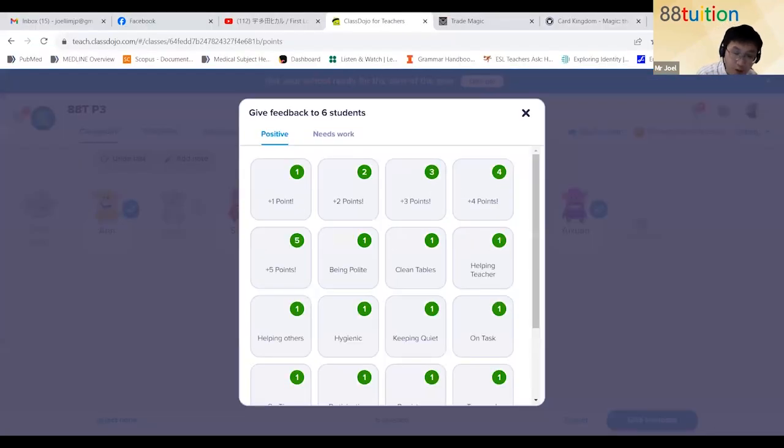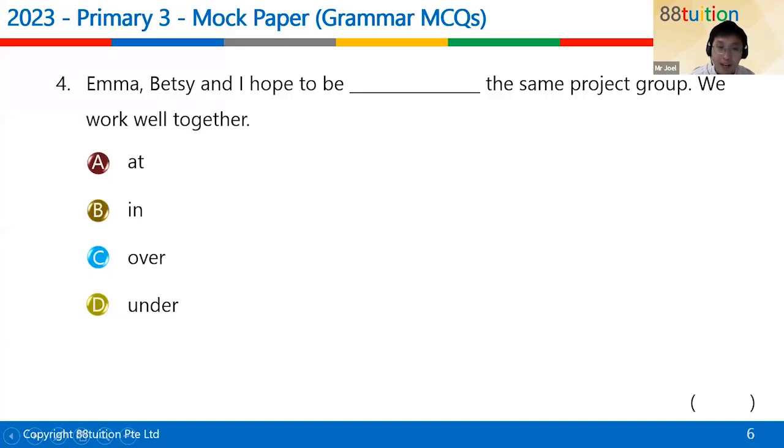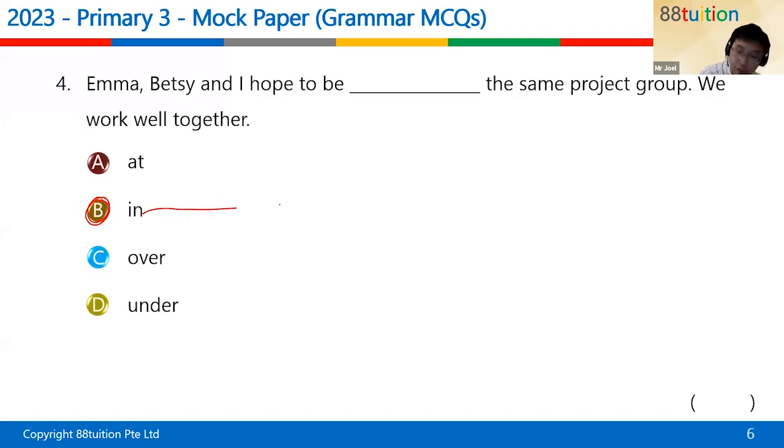Next up, question 4. For question 4, everyone got it right as well, but Anne needs to give me the answer. Emma, Betsy, and I hope to be what the same project group. We work well together. What should the best answer here be? To be what? Very good. So all of you know this. You are in. Very good. You are in the same project group, right? You're in a group. So you are in a group.